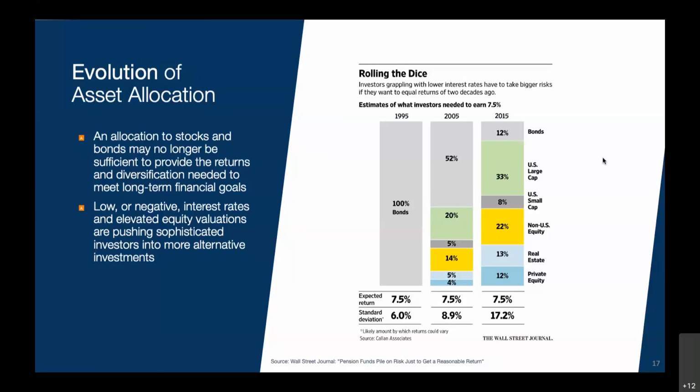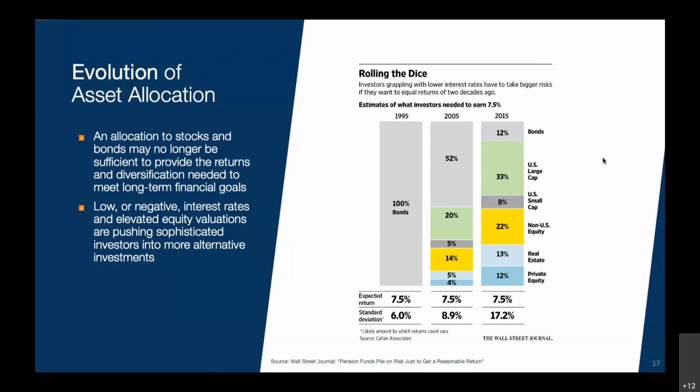So if we rewind back to 1995, earning that expected 7.5% return wasn't all that difficult. You could do it with a 100% bond portfolio and have very reasonable volatility of just 6%. So it was very easy back then. But as interest rates declined from high single digits to basically 1%, it got increasingly difficult to generate that 7.5% expected return.